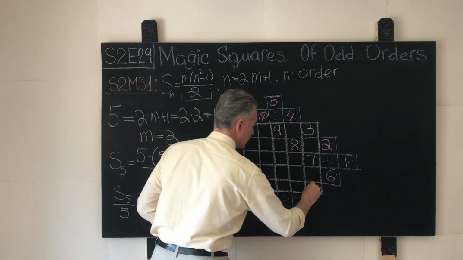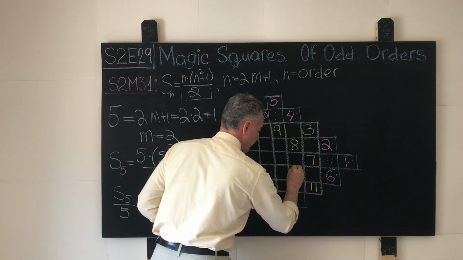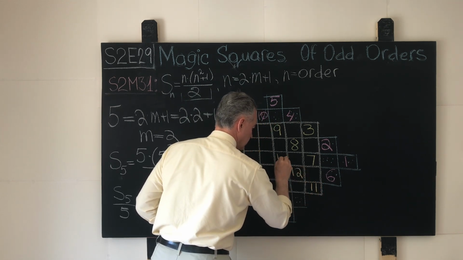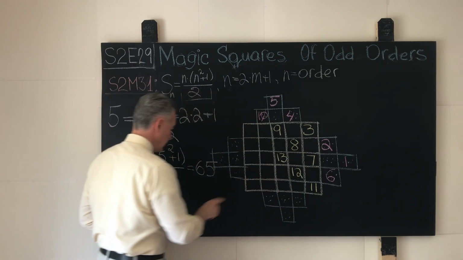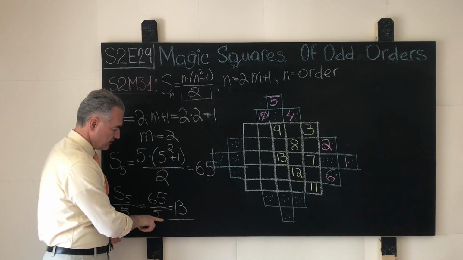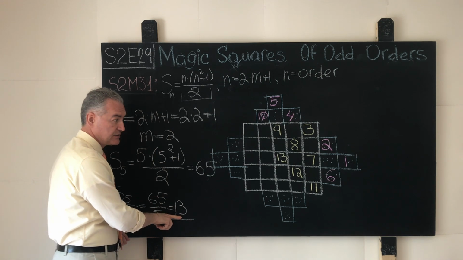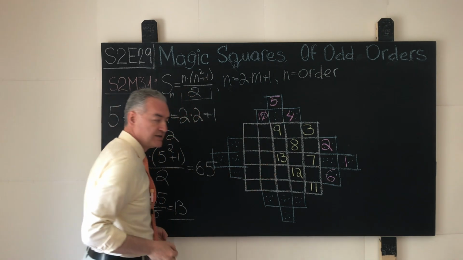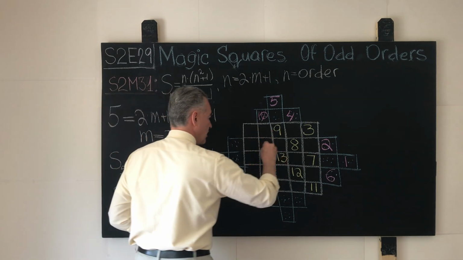These numbers will be inside. 11, 12, and looky look, 13, exactly as we predicted. The arithmetic mean seems to be 13 in this case, and boom, it sits exactly in the central cell of our magic square. Keep rolling.